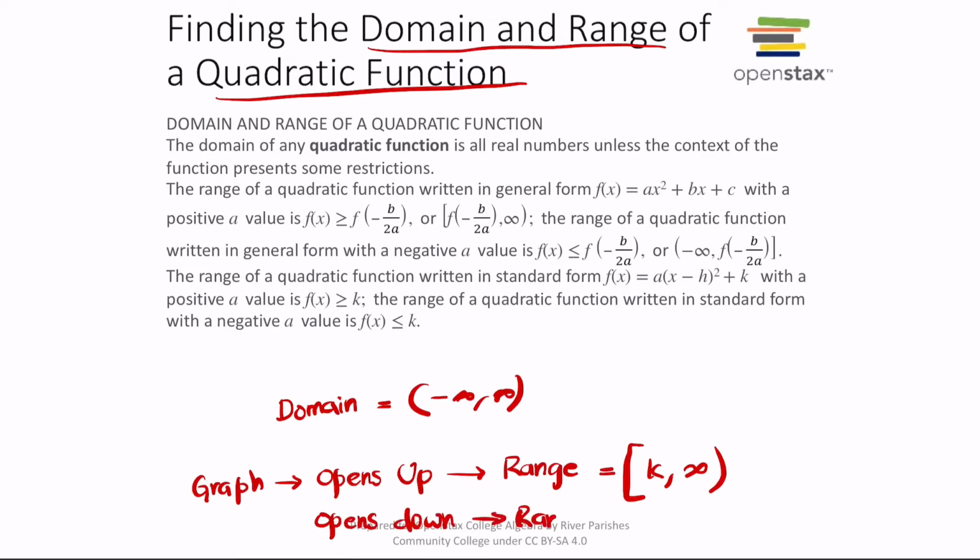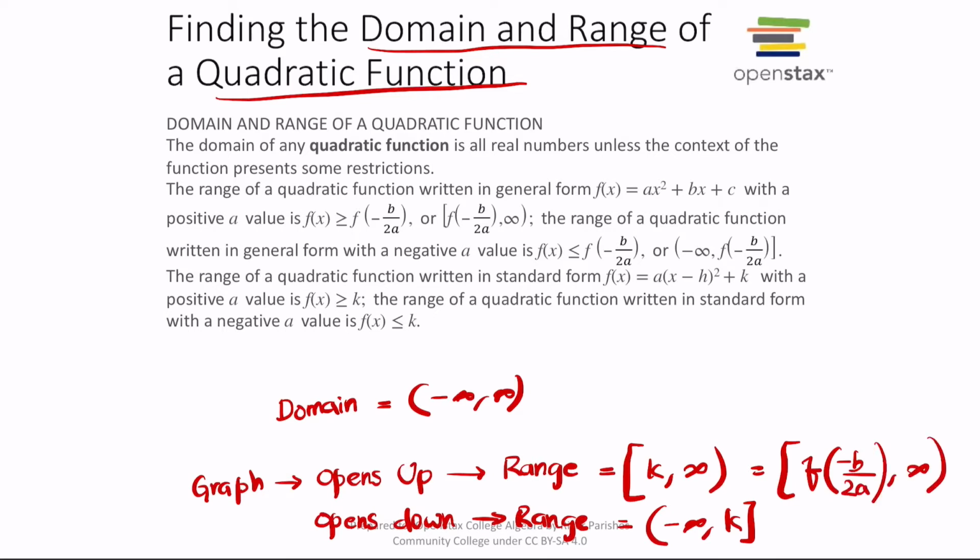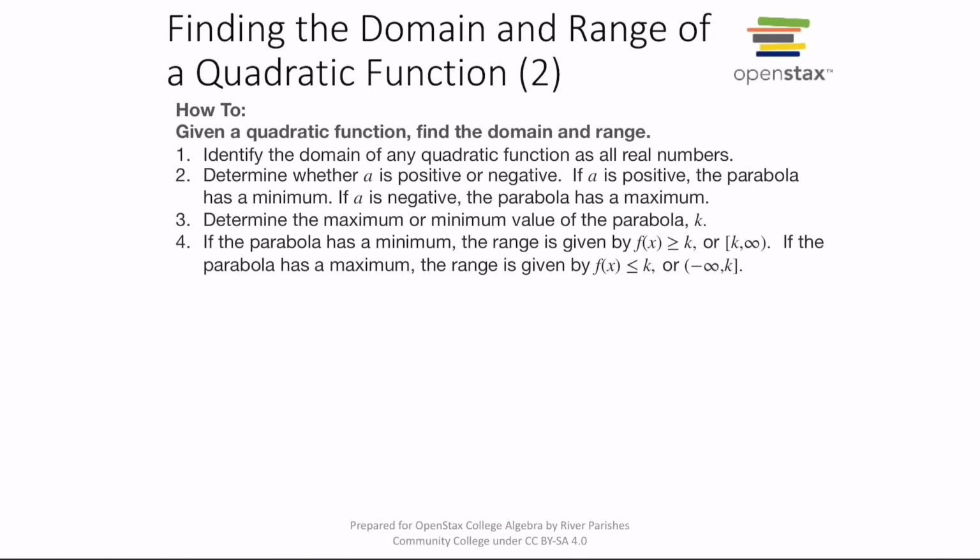If it opens downward, then the range can be written as negative infinity comma k. If you already know the k formula is f of minus b by 2a, comma infinity, and here it becomes negative infinity comma f of minus b by 2a. So these are the equations for domain and range for quadratic functions.